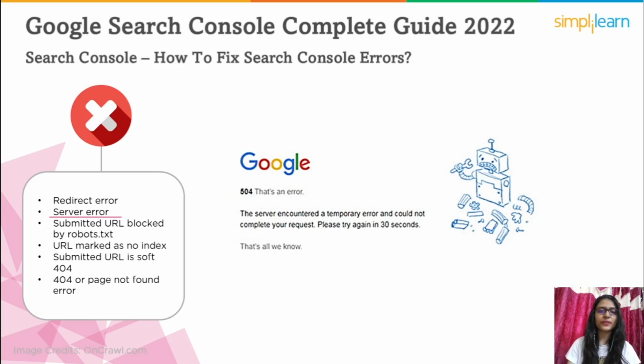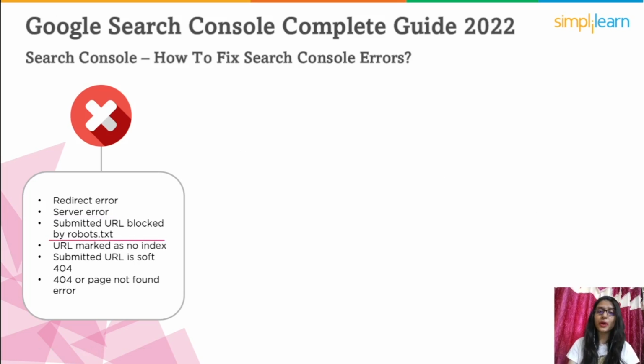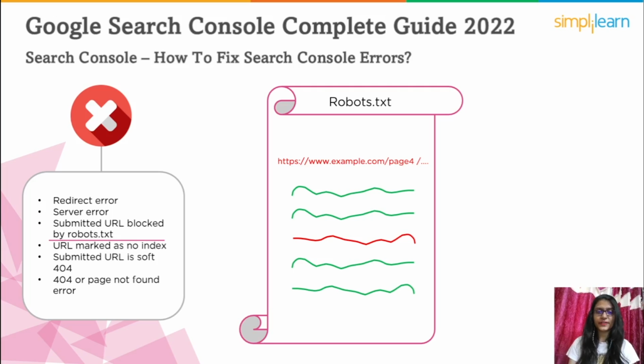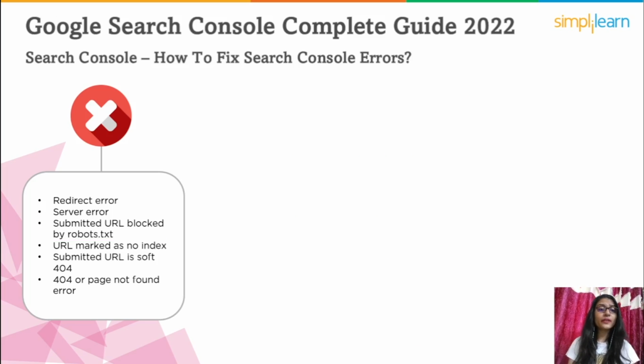The next one we have is submitted URL blocked by robots.txt. To resolve this issue, you need to remove the line of code from the robots.txt file that restricts Google from crawling the respective page. The next we have is URL marked as no index.